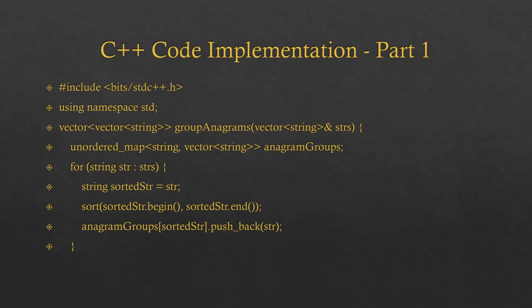Let's now look at the C++ code implementation for this approach. We start by including the necessary header files. The function groupAnagrams takes a vector of strings as input. We create an unordered map to store the sorted string as a key with each list of anagrams as the value.